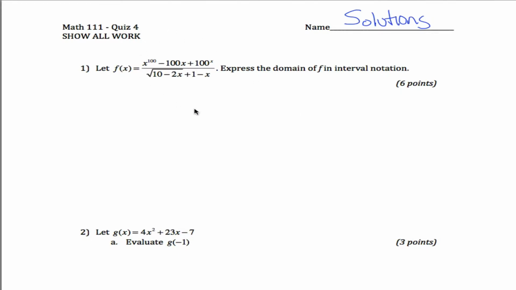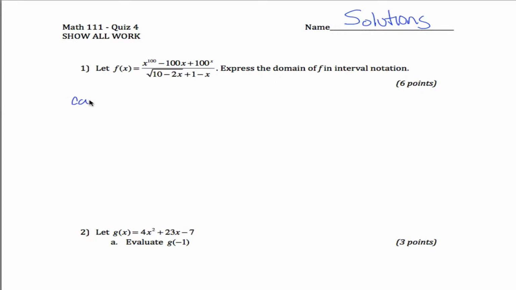So here are our quiz 4 solutions for Math 111. Just the first problem here, we're asked to find the domain of a function, some huge mess of a function. Good news, I guess, is that a lot of it we don't even care about. When you're looking for the domain in this class, you only care about two things.